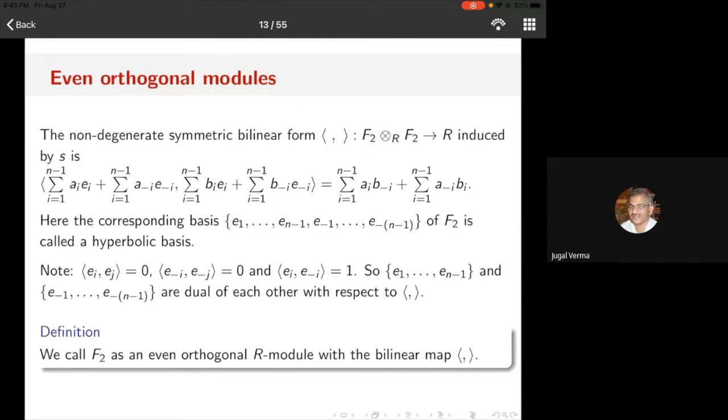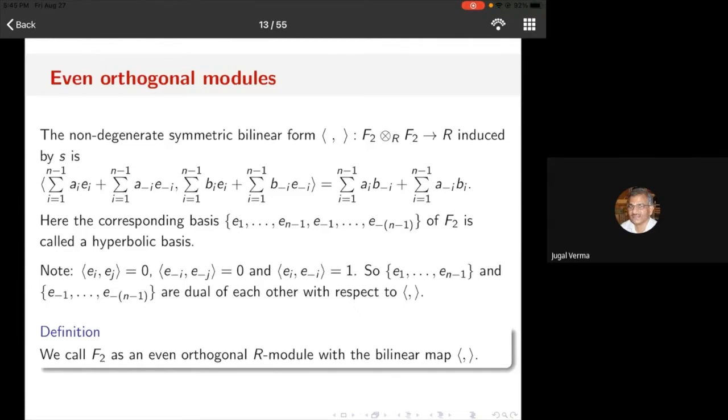Because of this bilinear map, the basis of F2 is divided into two parts. One is e_1 to e_{n-1}, and the other is e_{-1} to e_{-(n-1)}. And one part is a dual of the other, because of the property of the bilinear map. We call such a module F2, which is of even rank, as we have seen earlier, 2n minus 2, with this bilinear map, an orthogonal R-module.